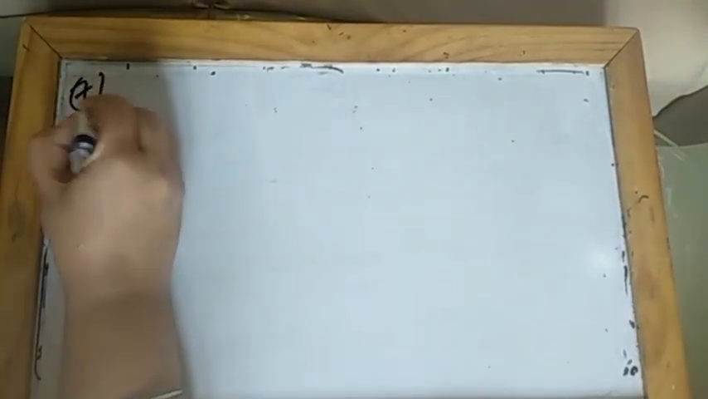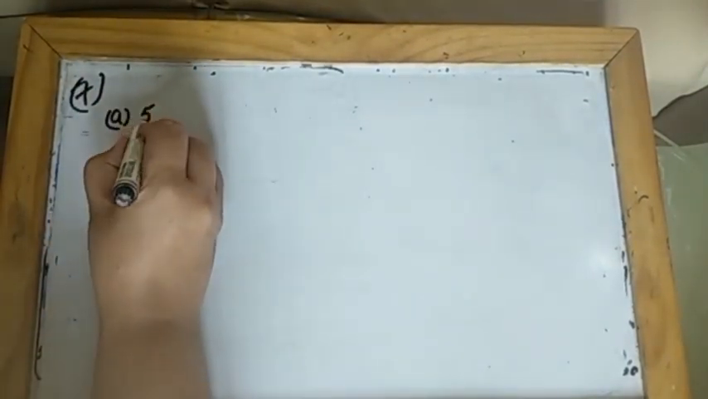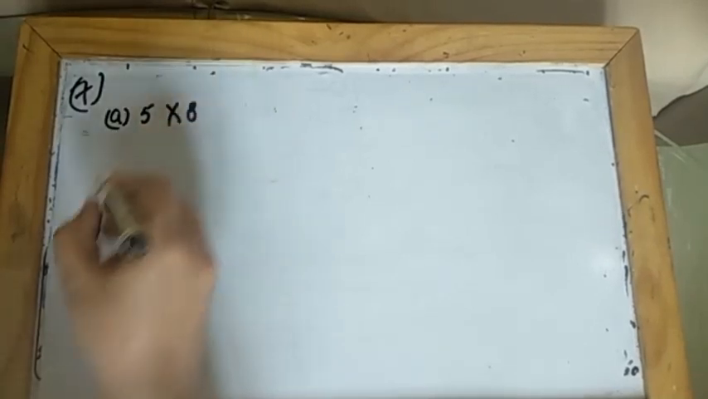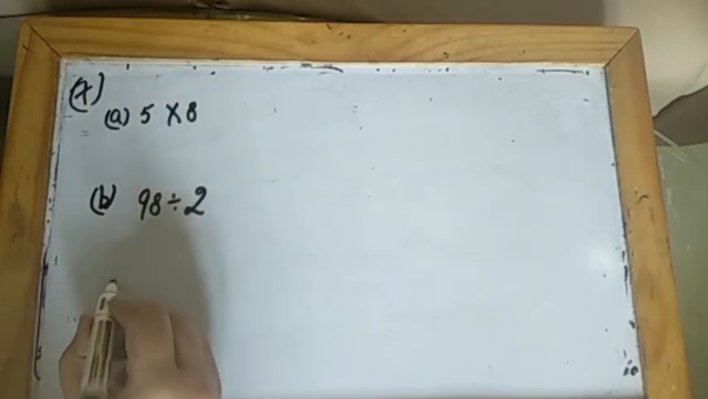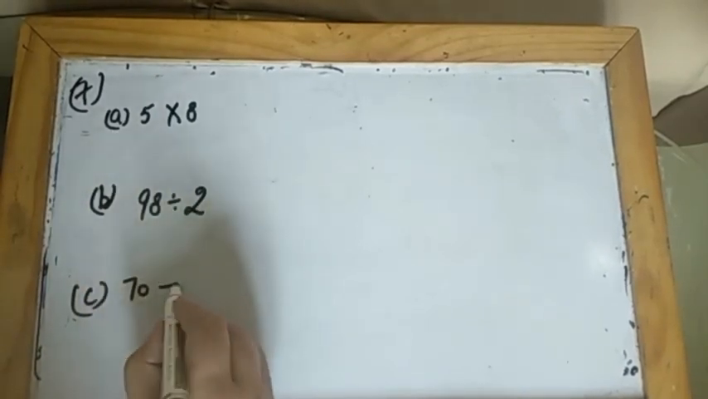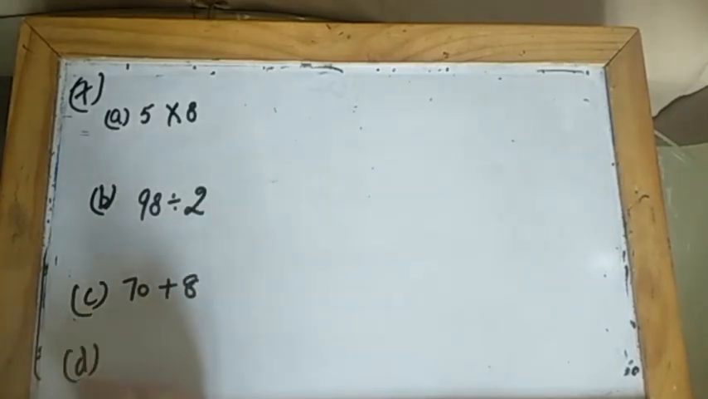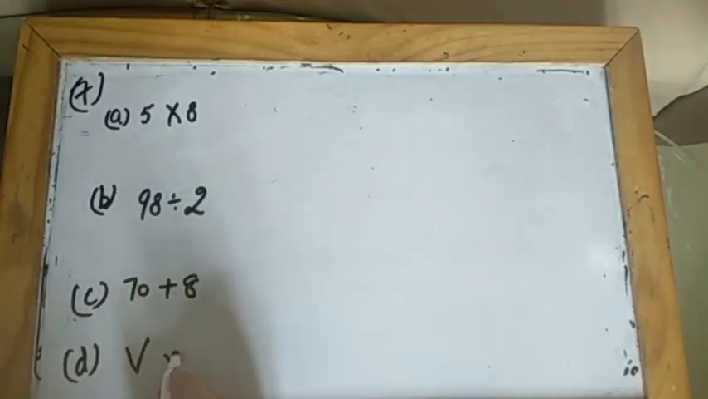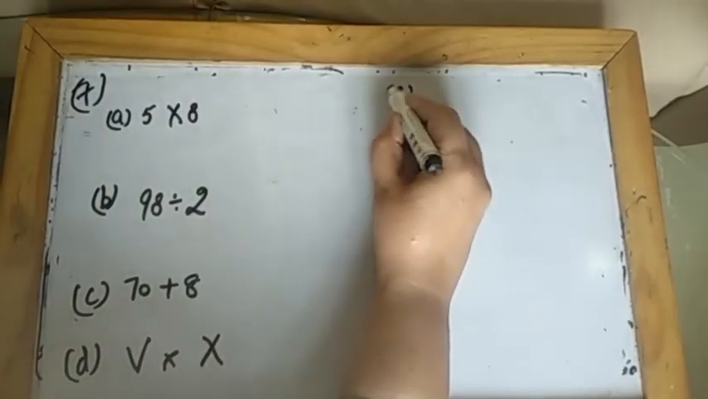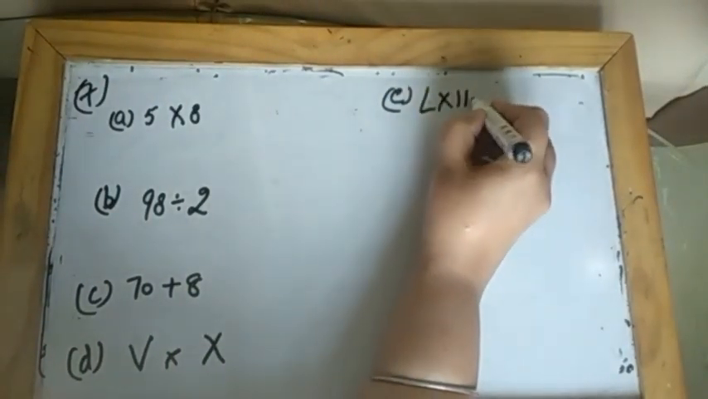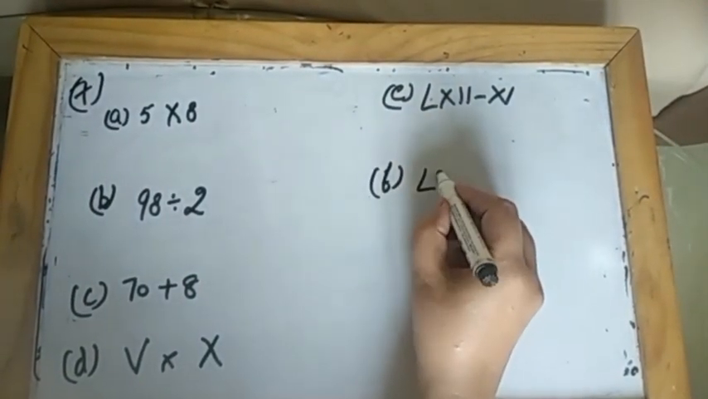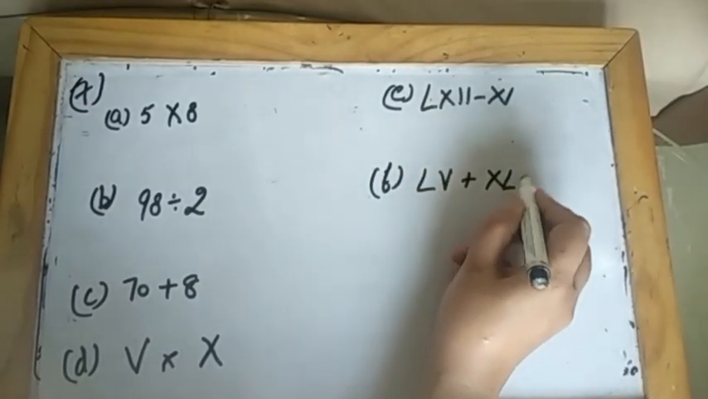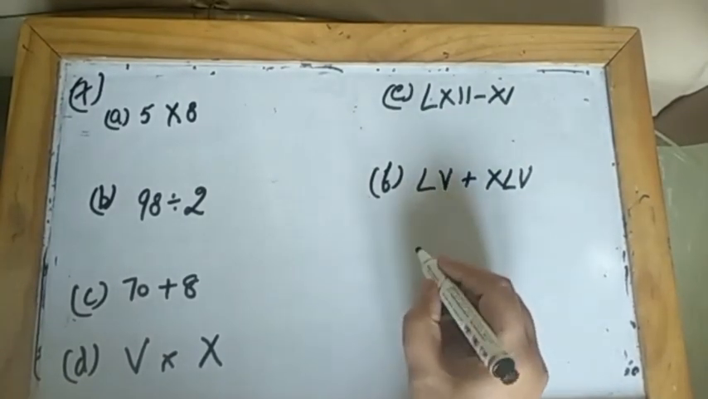Now I come to the last question, the seventh question, and they're asking you to write the answer in Roman numbers. They have given you some sums to solve. You have to solve them, and the answer you have to write in Roman numbers. So I'll do some of them.